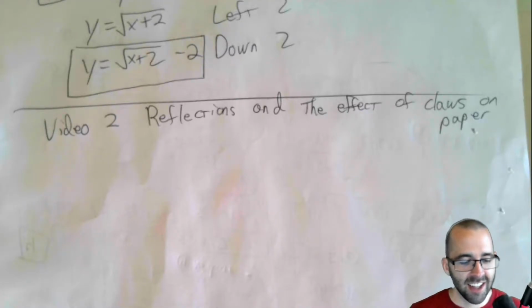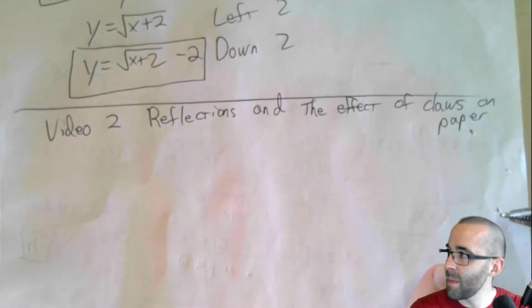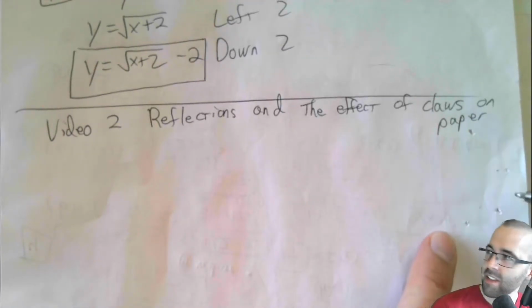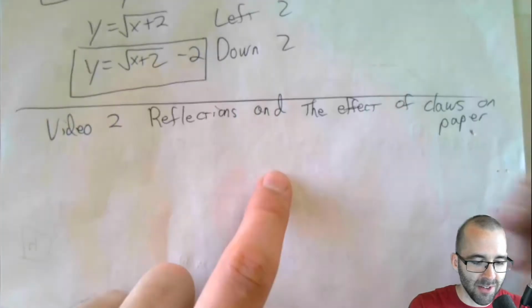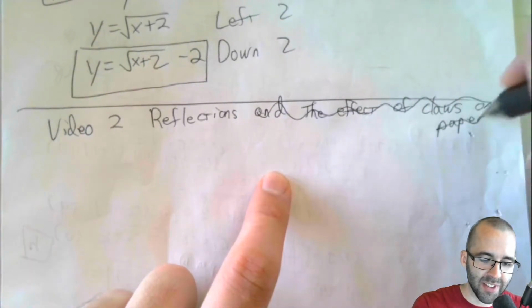Reflections, okay? And the effective clause on paper, because I'm reusing this paper because, perfectly good paper, may as well use it, save the trees or whatever. And I guess we don't really need that.